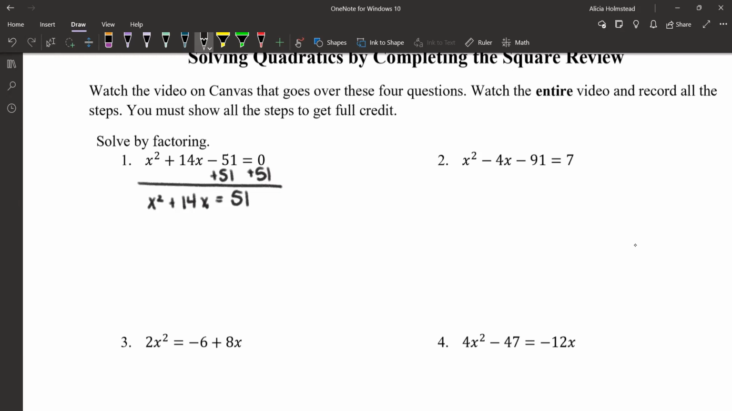Step 3 then is to complete the square. So we need to write a blank on each side. So we'll have x squared plus 14x plus a blank equals 51 plus a blank. The left blank is going to be 14 divided by 2 squared, which is going to be 7 squared, which is 49. The right blank is going to be that number times the leading coefficient, which unfortunately again is a 1.